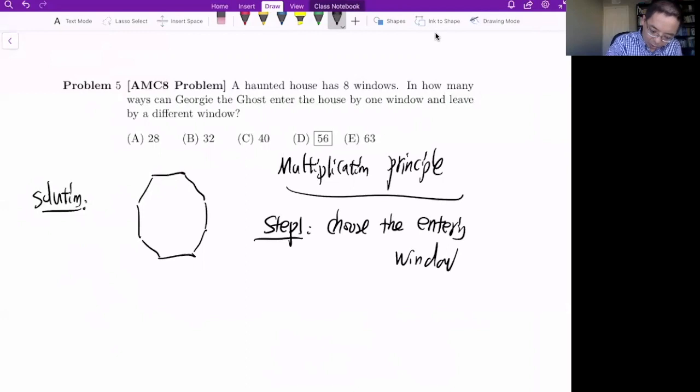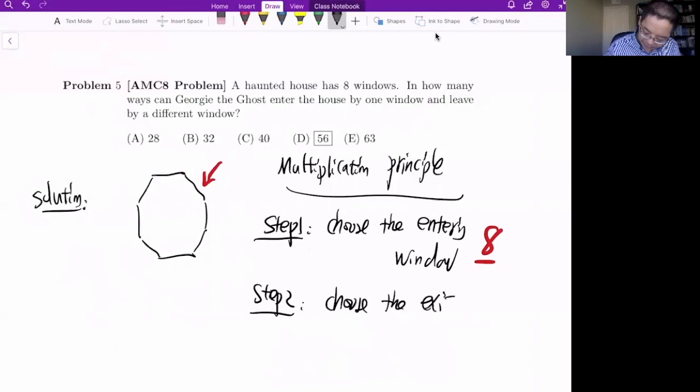Window, okay? So from where George the ghost enters the house, here you have, obviously, 8 choices because you can choose any of these 8 windows to enter the house. Now step 2, choose the exiting window. All right, so that's one restriction. He cannot choose any window he likes.